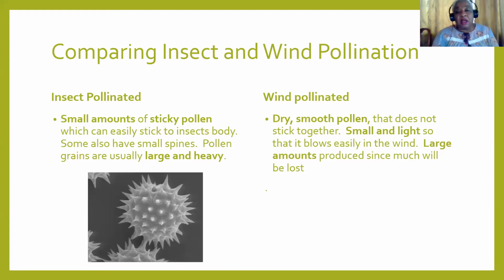Even the pollen of insect and wind pollinated flowers are different. In insect pollinated flowers, you have large sticky pollen grains. This is a picture of them under a microscope. In wind pollinated, the pollen is drier and lighter. I will have to reinsert the picture of the wind pollinated pollen when I upload this for you.